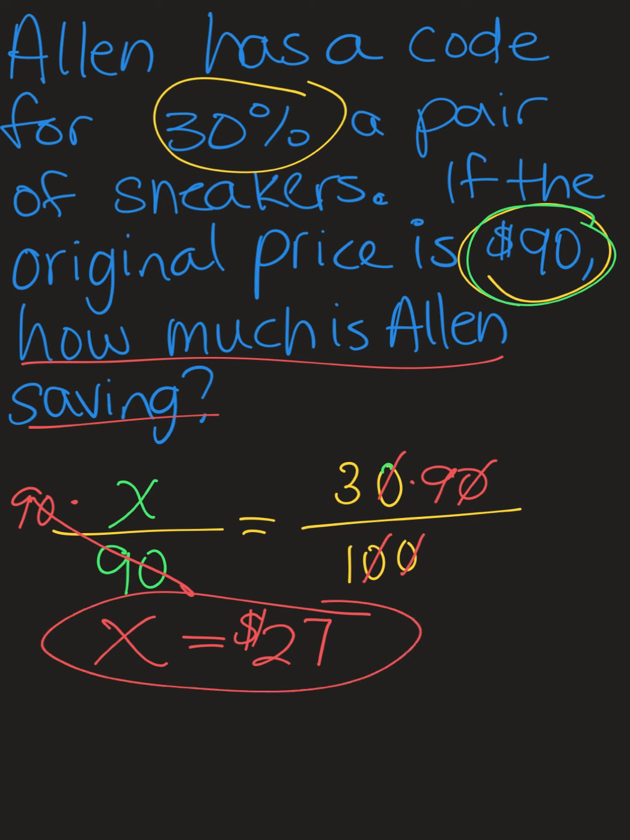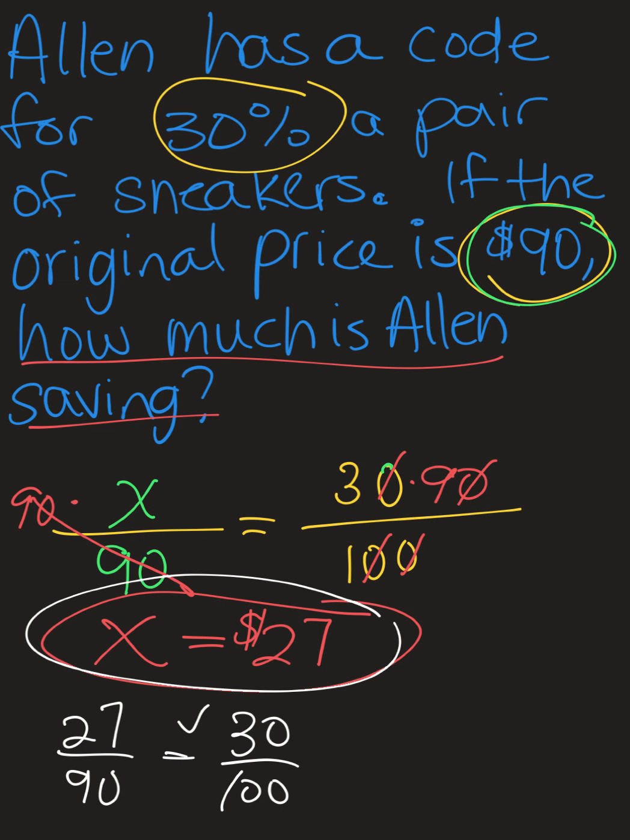And I'm just going to plug this back in here just to take a look at it. 27 over 90 equals 30 over 100. That seems reasonable. And if I do actually go through and simplify, I will find that that is indeed true. My answer is x equals $27.